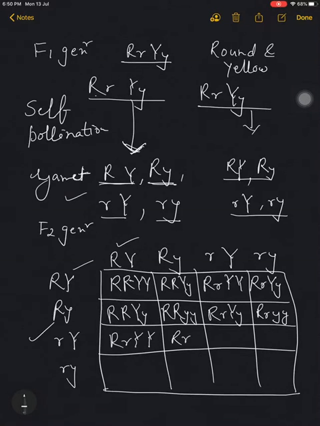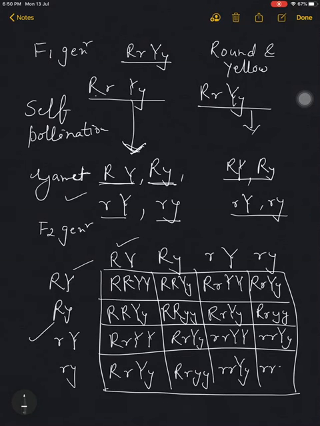After that, capital R, small r, capital Y, small y, small r, capital Y, small r, capital Y, small y, capital R, small r, capital Y, small y, capital R, small y, small r, capital Y, small y, small r, small y.